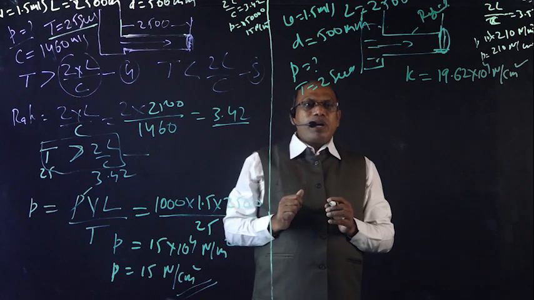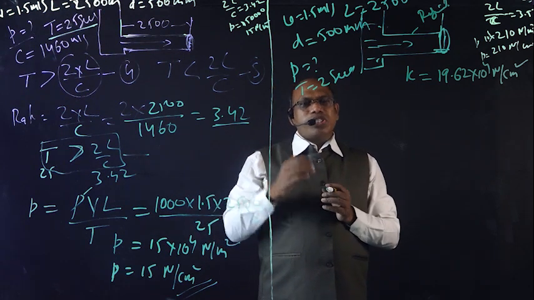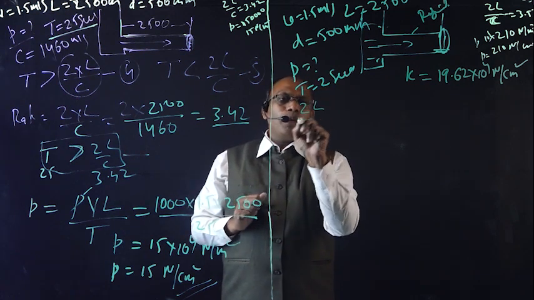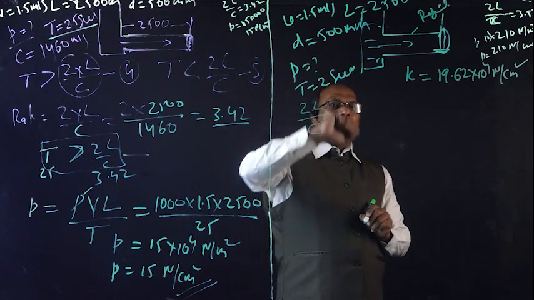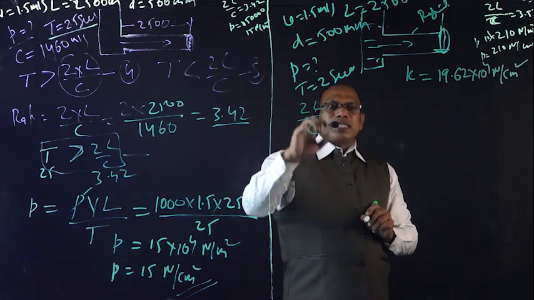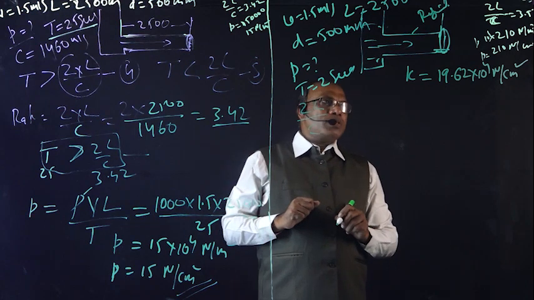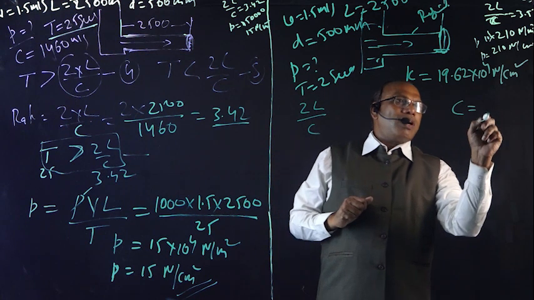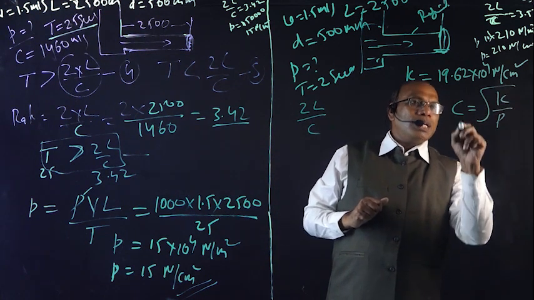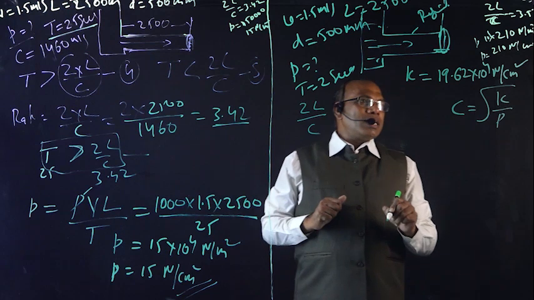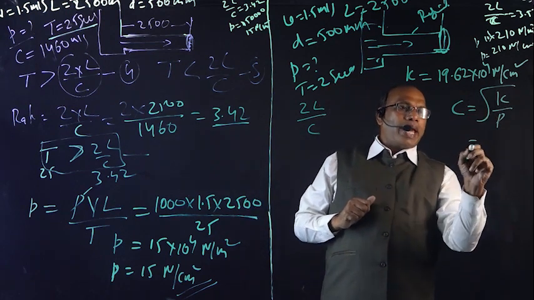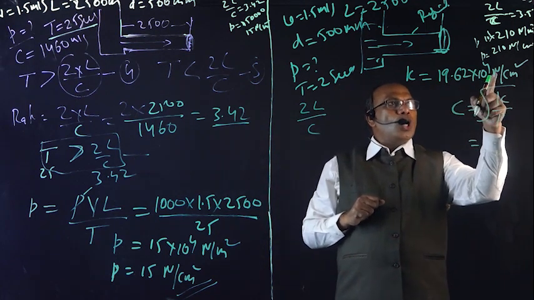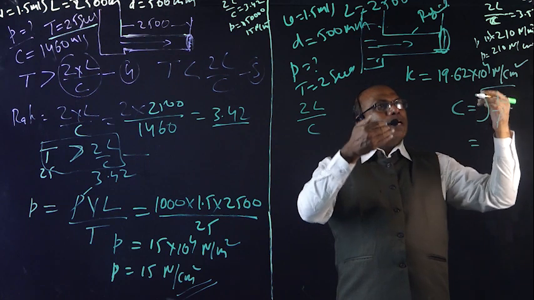Right, same way, first we are going to decide whether the valve is closed suddenly or gradually. For that purpose, first we are going to determine the 2L by C. But in this problem, velocity of wave is not given directly. That is calculated by using another formula. We know one formula, that is already I have given. C is equal to square root of K by rho. Wave velocity is equal to square root of K by rho. K is given in the problem, that is equal to 19.62 into 10 power 4 Newton per cm square. That converts into Newton per meter square.